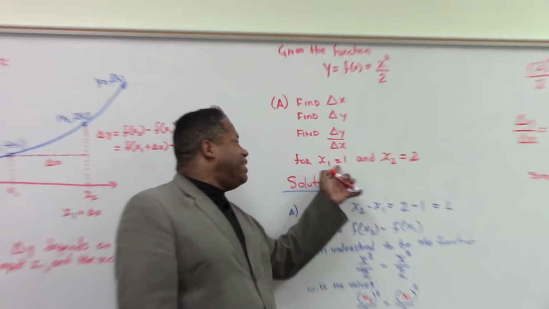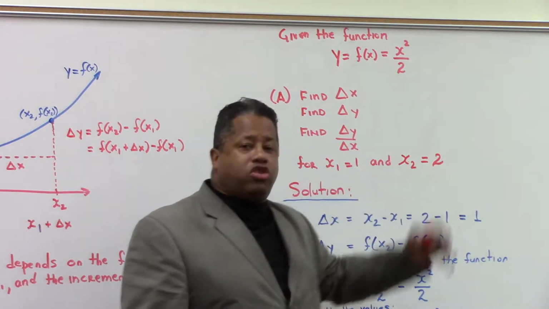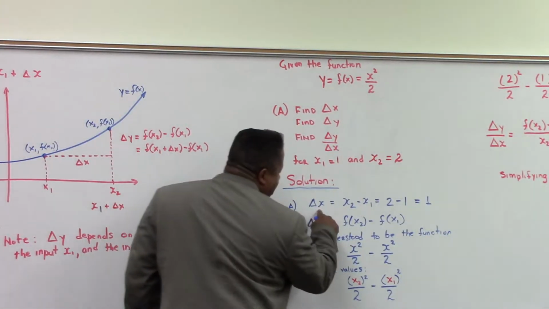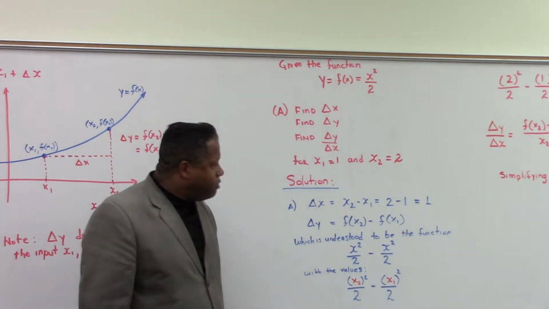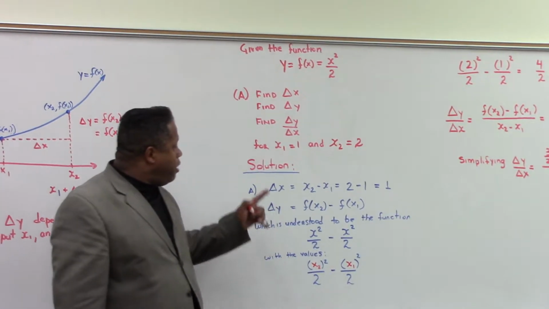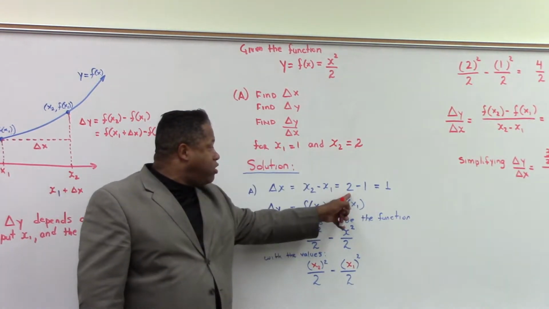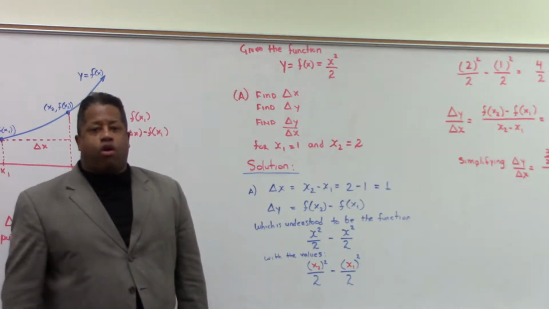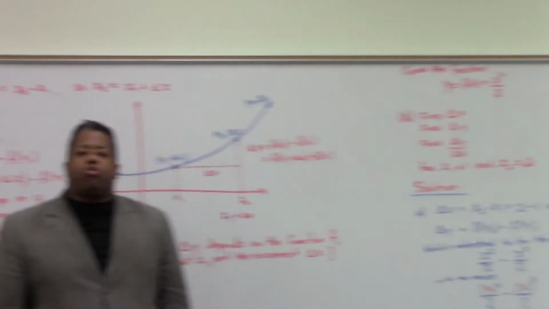For x of 1 equal to 1, and x of 2 equal to 2, let's calculate this. So delta x is equal to x of 2 minus x of 1. We see that. And so what we have here, look up here again, x of 2 is going to be what? 2. x of 1 is going to equal what? 1. So 2 minus 1 is equal to 1. So delta x is going to equal what? 1.